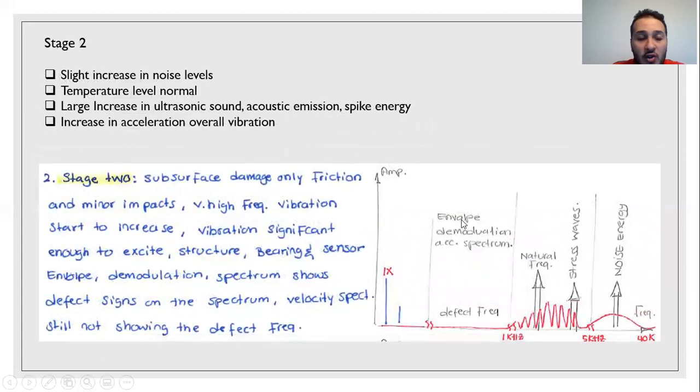In stage two, you will have a slight increase in the noise level, and you can start to have some stress waves between 1 kilohertz and 5 kilohertz. The temperature level will still be normal. There will be a large increase in the ultrasonic sound, acoustic emission, and spike energy between 5 kilohertz and 40 kilohertz. There will be a slight increase in the acceleration overall vibration level.